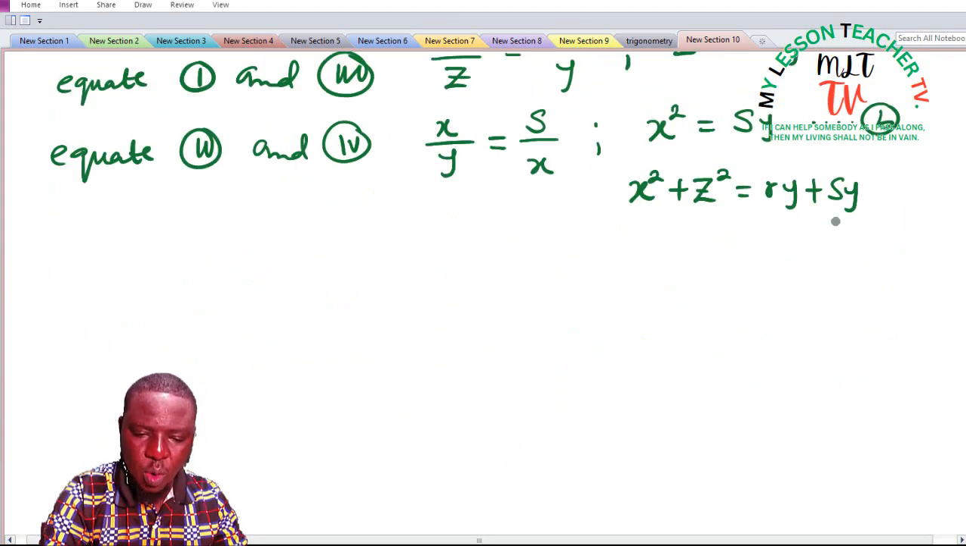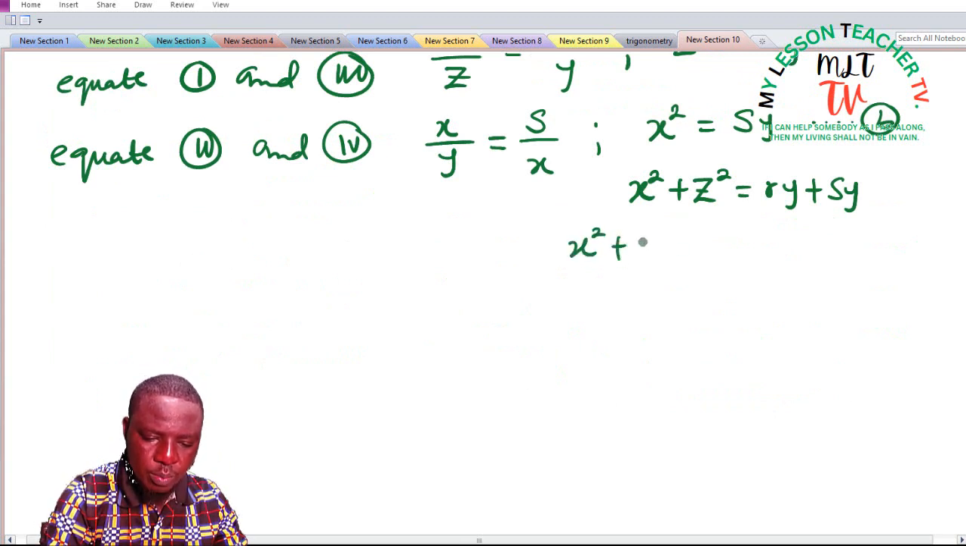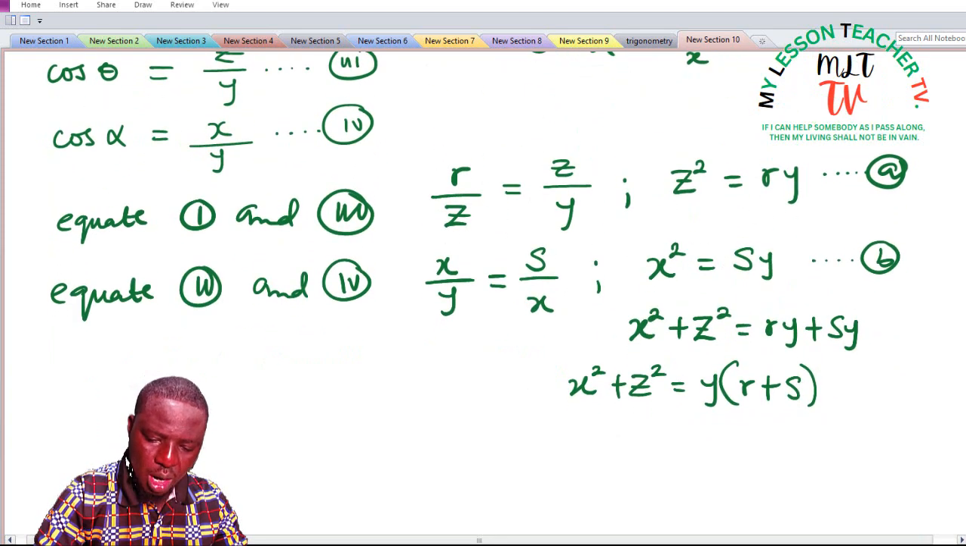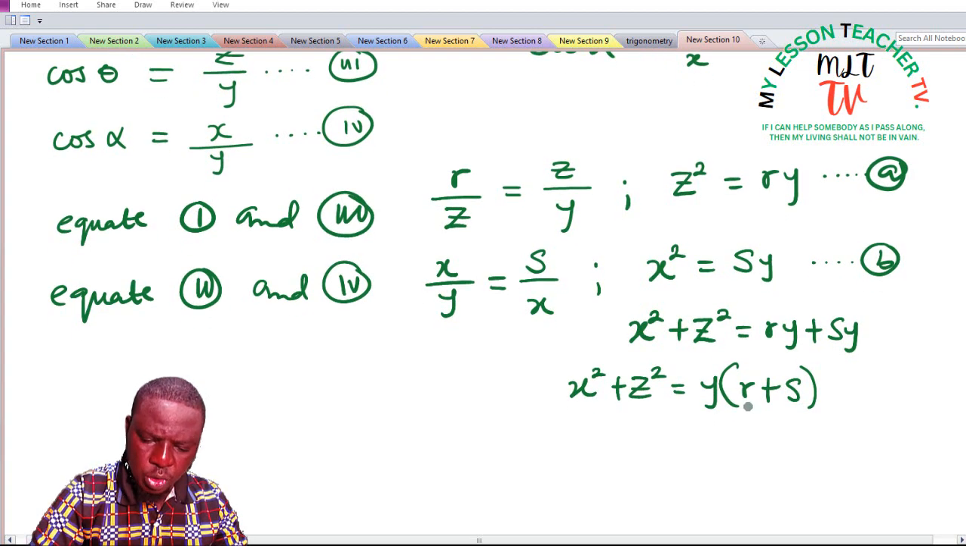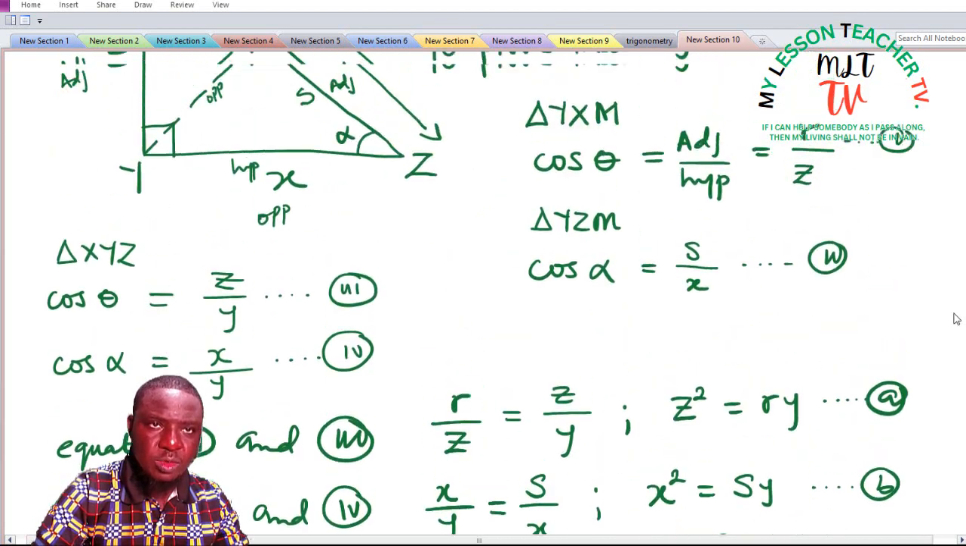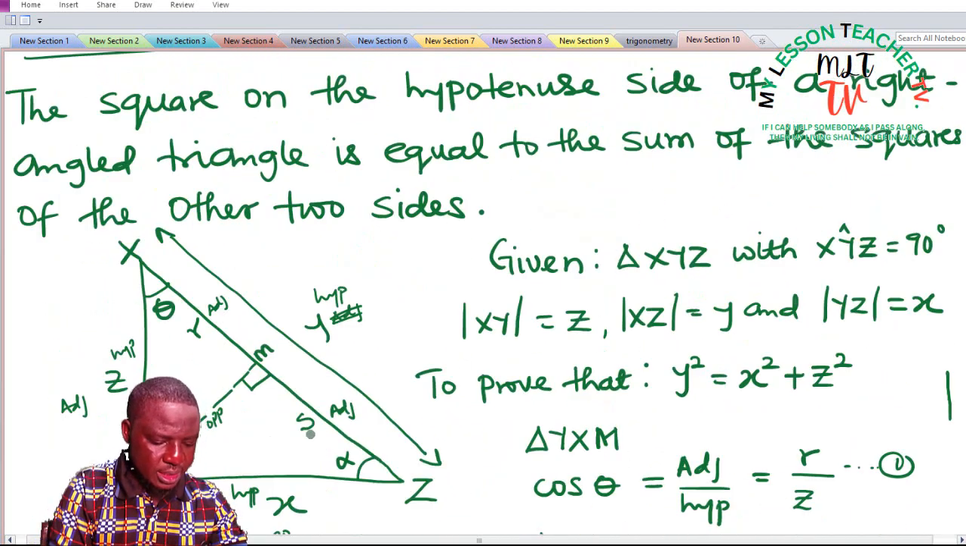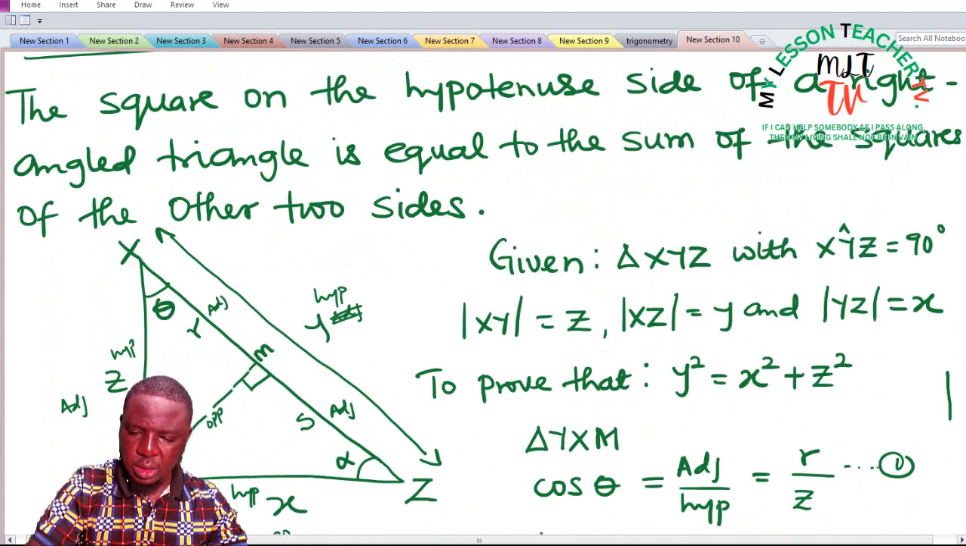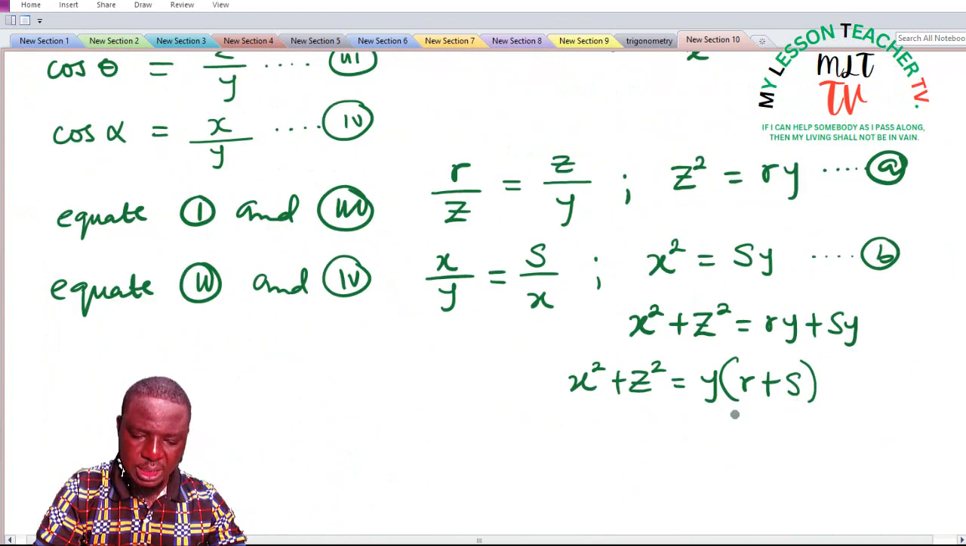When you factorize out Y from the right hand side, you will have X squared plus Z squared being equal to Y into bracket R plus S. And if you go back to the right angle triangle, you will discover that R plus S is equal to Y. Now let's look at it. R plus S is said to be equal to Y because it was when we drew this perpendicular that divides Y into R and S. So therefore, R plus S is said to be Y.